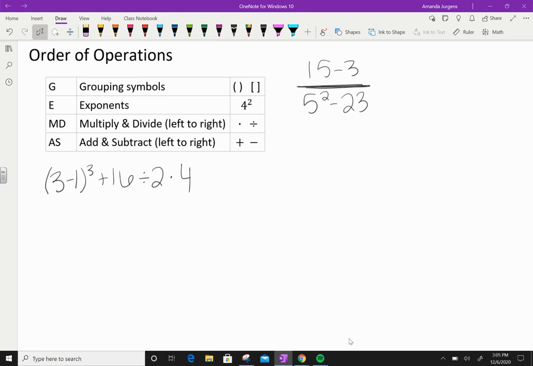Hi, in this video, we're going to look at order of operations. These are the rules that you need to follow when you're solving a math expression. One way to remember this is by remembering GEMDAS. The G stands for grouping symbols.